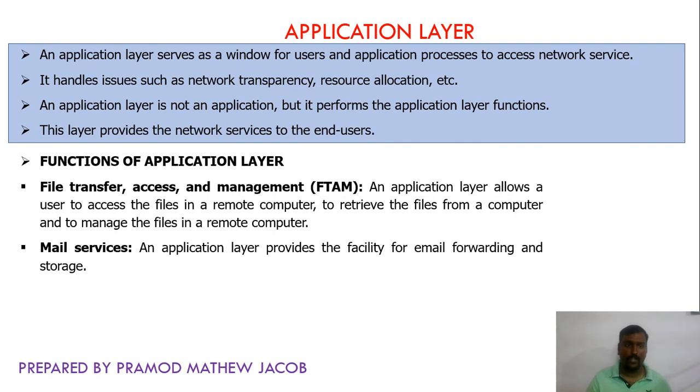The main application layer functions include file transfer, access and management (FTAM). An application layer allows a user to access the files in a remote computer, to retrieve the files from a computer and to manage the files in a remote computer. And it will also provide mail services, that is, an application layer provides a facility for email forwarding and storage. So these all are the various layers of the typical ISO OSI model.